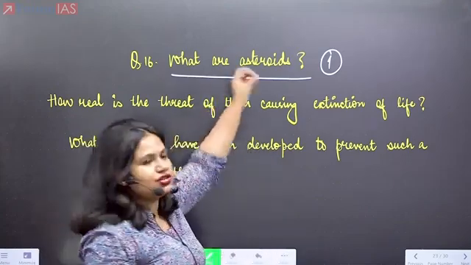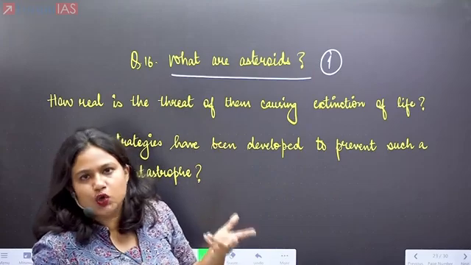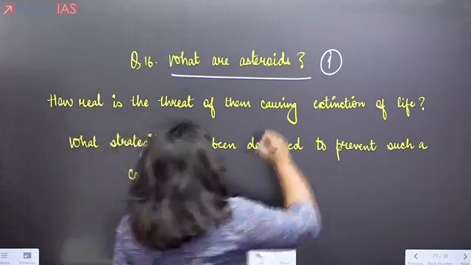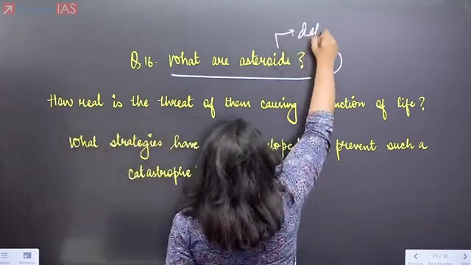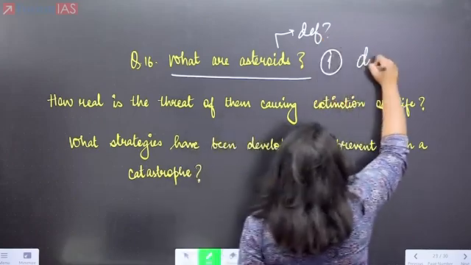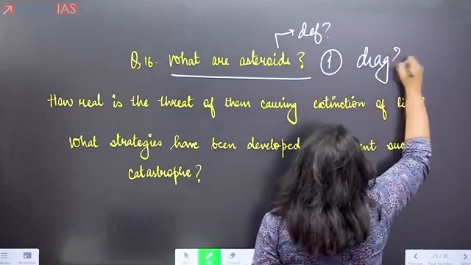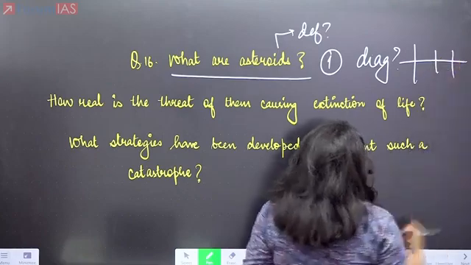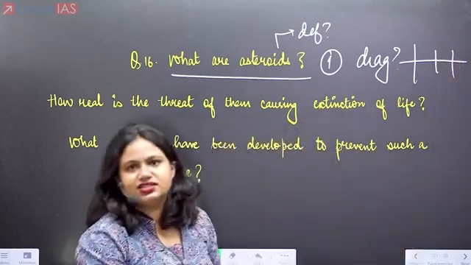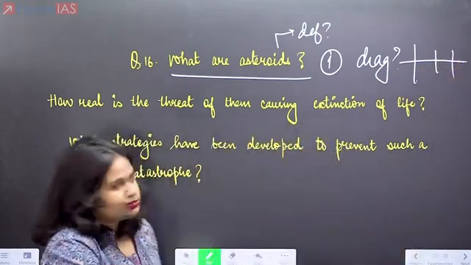Whenever there is a direct question, it has to click in your mind: what is the content that I know? Do I know the definition of asteroids? Can I make some sort of diagram? The answer is yes, I can make the diagram of the solar system in which I can say that yes, this is the asteroid belt. That is something that I'm sure of.